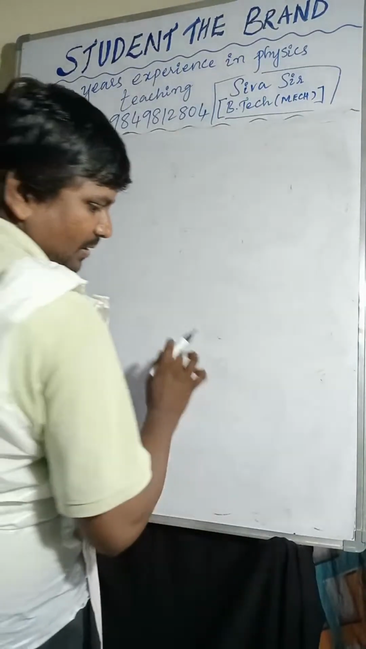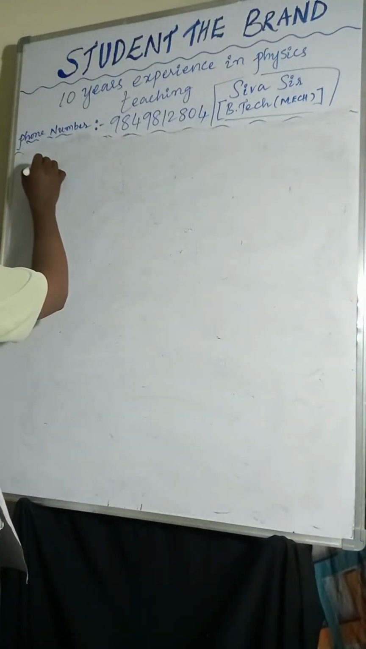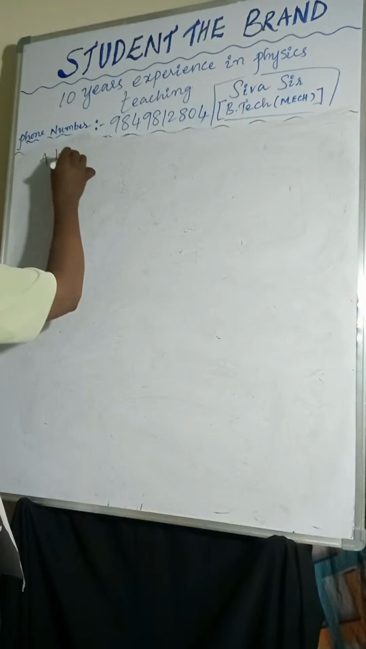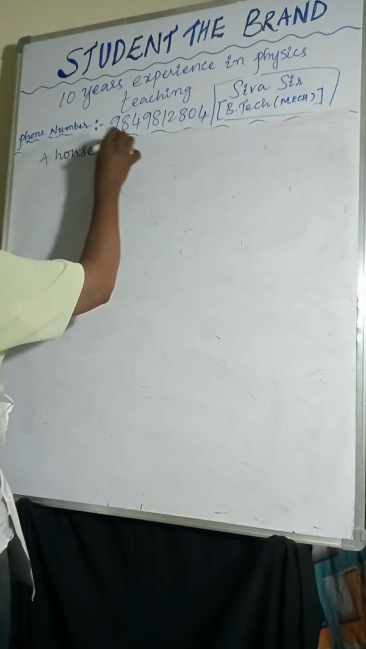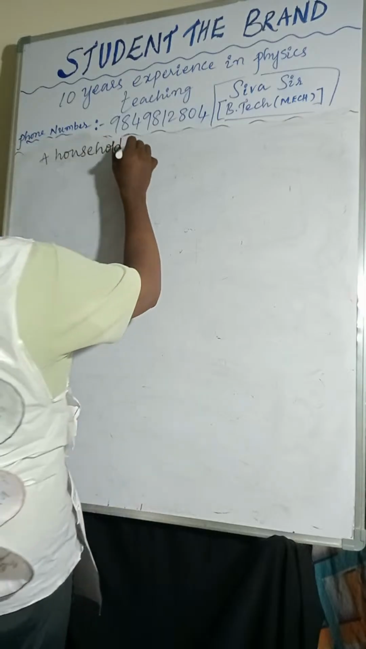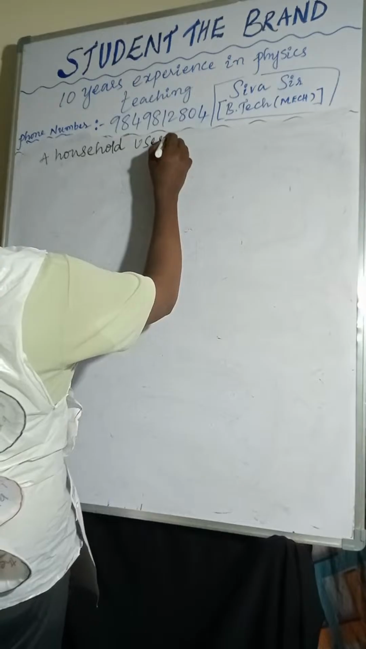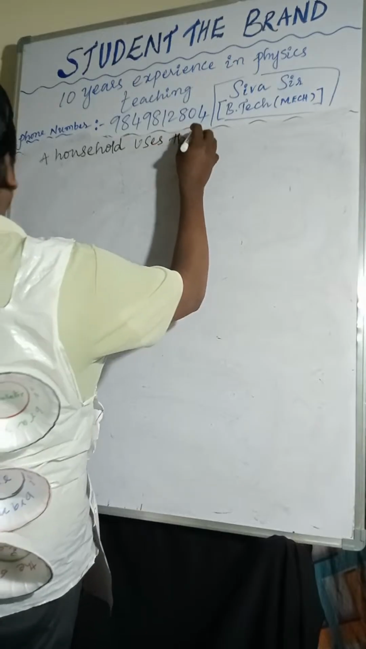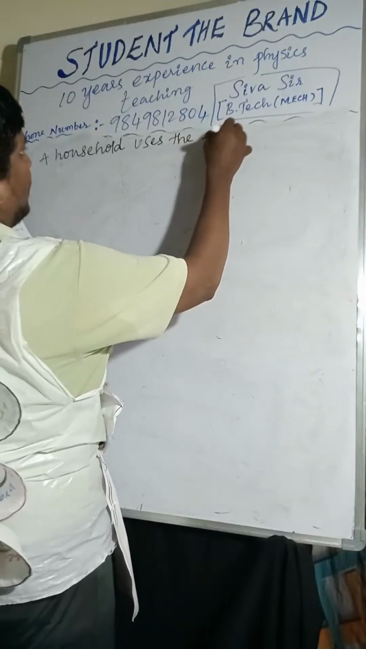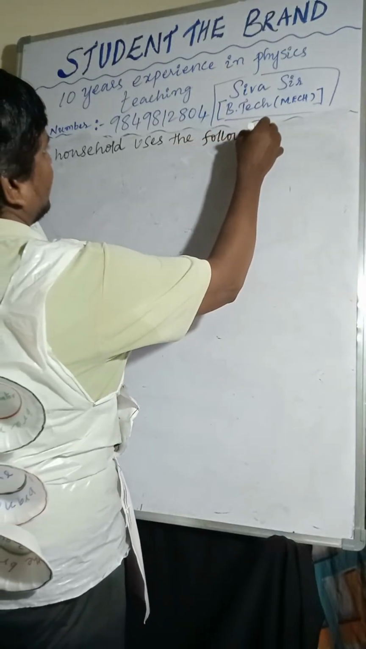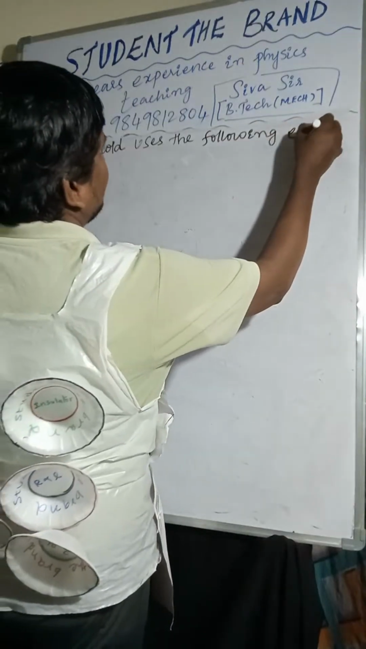Next one. We are going to a very important question. A household uses the following electrical appliances. This question will come for 4 marks or 5 marks.